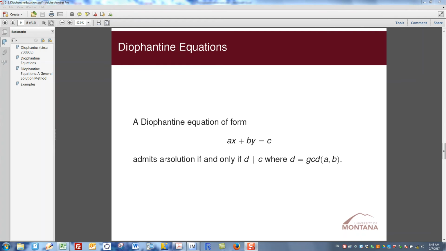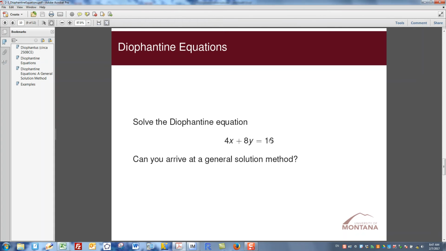So we've proved that a Diophantine equation of the form ax plus by equals c admits a solution if and only if the GCD of a and b divides c. Let's take a look at the next screen here and think a little bit about this. How would we solve this, and is there some general solution method? So let's go ahead and delve a little deeper into the Diophantine equation that we have right there.